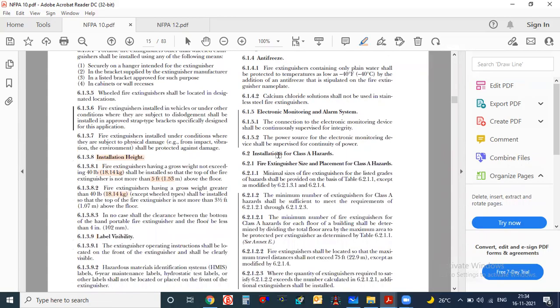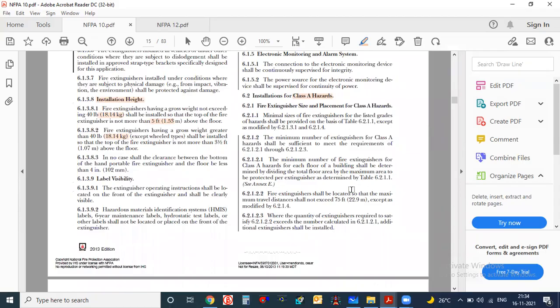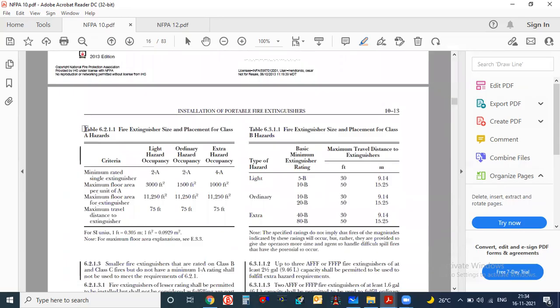These things are given. Now, after that I think they will talk about each and every class of fire. Installation for Class 1, again here they will give you the same thing: what should be the travel distance, how much distance it should go, what is the height. Everything in these clauses you will find here. But most important are these tables.